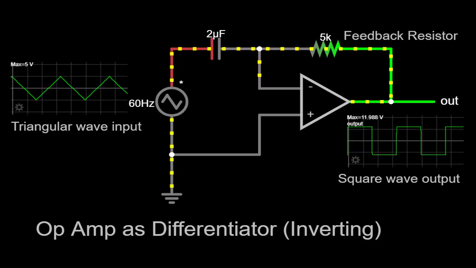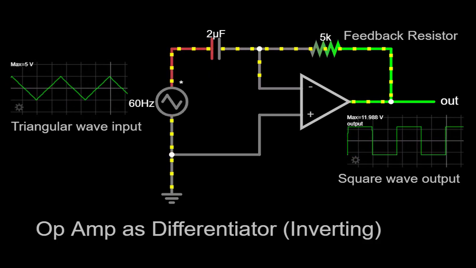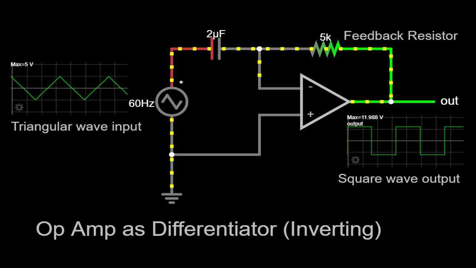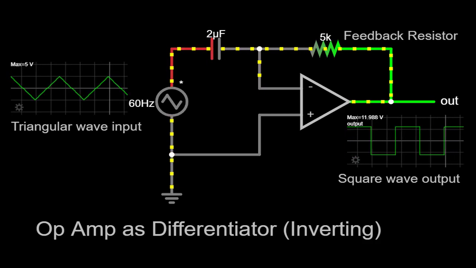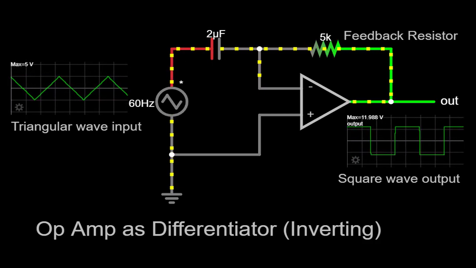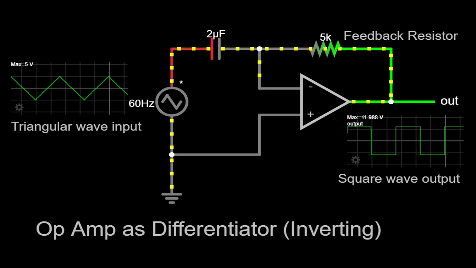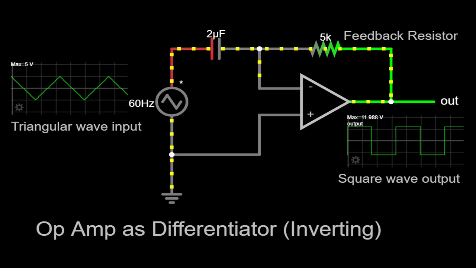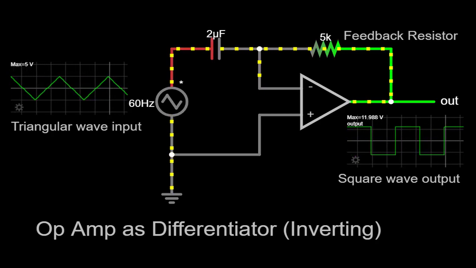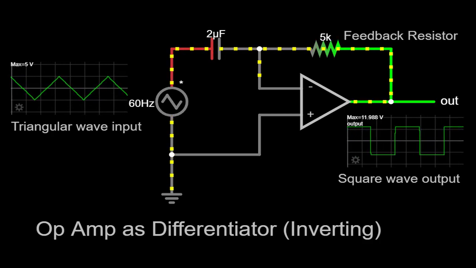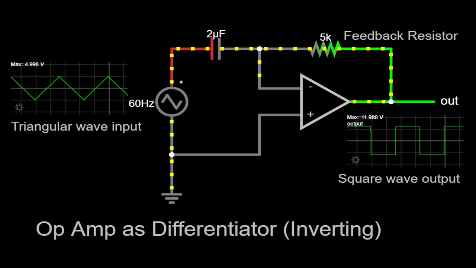The input bias current, on the other hand, introduces an additional current flow into the circuit, which can affect the accuracy and linearity of the differentiator. Therefore, when designing practical circuits utilizing op-amp differentiators, it is crucial to carefully consider these factors and select op-amps that meet the required specifications. In conclusion, we have explored the op-amp as an inverting differentiator configuration in this video.